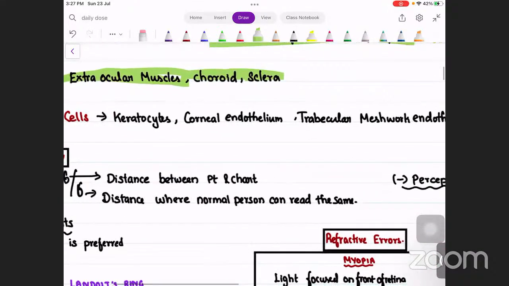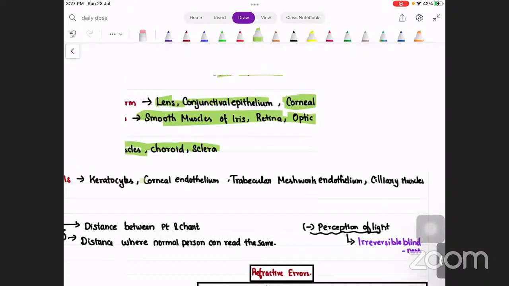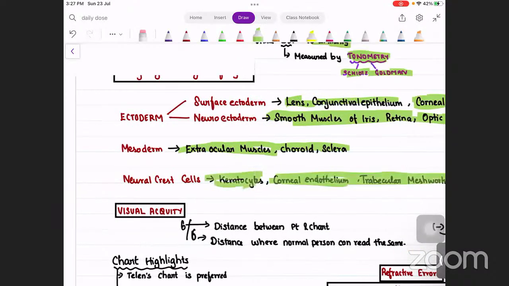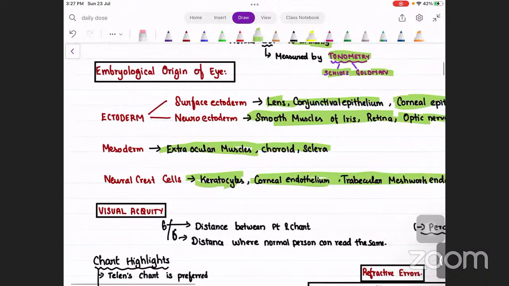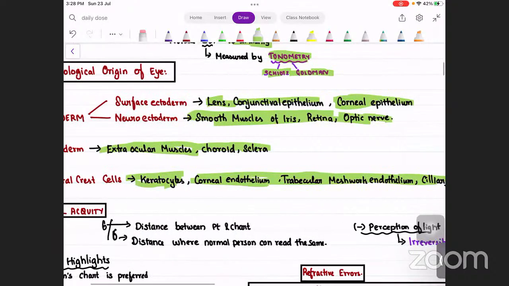And apart from that, the neural crest cells give rise to the corneal endothelium, trabecular meshwork endothelium, ciliary muscle, and keratocytes. Okay, so surface ectoderm: lens, conjunctiva, and cornea. Neuroectoderm: smooth muscles of iris, retina, and optic disc. Mesoderm: extraocular muscle, choroid, and sclera. While neural crest cells: keratocytes, corneal endothelium, trabecular meshwork endothelium, and ciliary body.